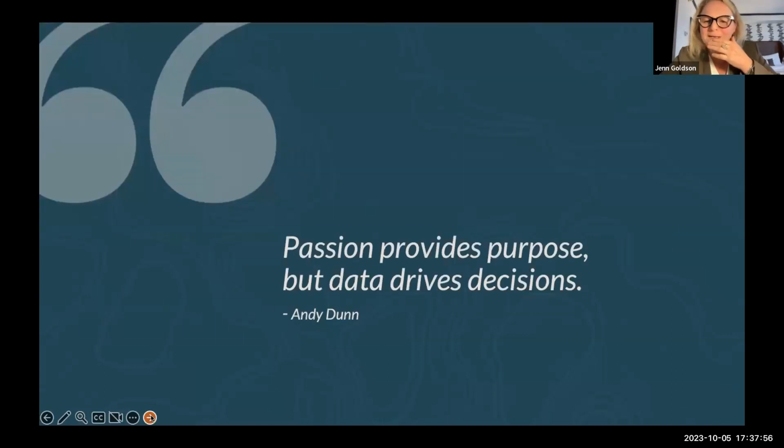So why do we gather so much data? As a planner, I have seen plans that don't have a lot of data. I'm always surprised by that. When we work in communities, it's so important that we have a baseline of data that we can refer back to as we're developing strategies, as we're developing perhaps some metrics to measure goals. We want to look back at some of that baseline data. And so I love this quote by Andy Dunn. It says, "Passion provides purpose, but data drives decisions."